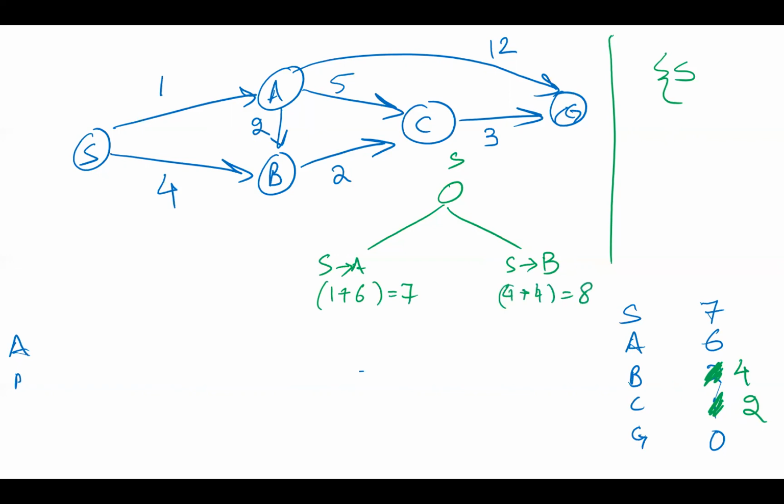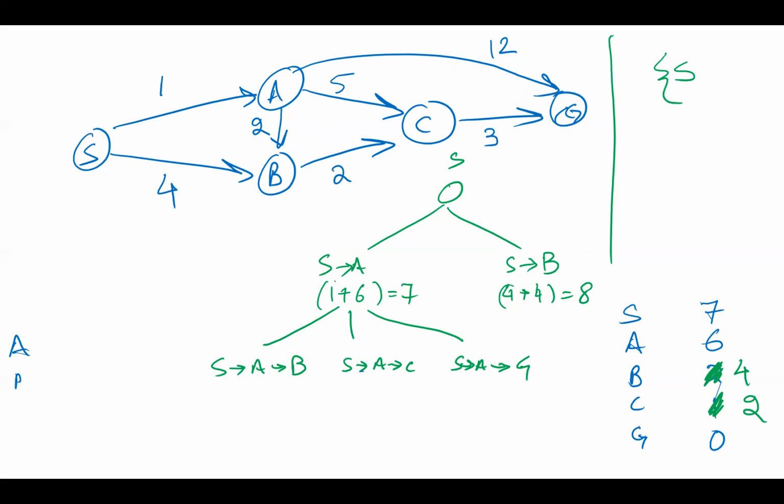That's 8. Where will I go now? From S to A, we can go to B, SAC, SAG, right? These 3 nodes. From the graph, we can go to these 3 nodes, right? SAB, what is f of n from SAB?